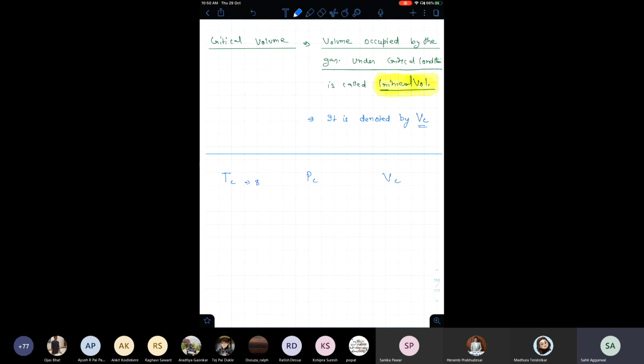TC is 8A by 27 RB. Formula for critical temperature. PC is A by 27 B square. VC is 3B. Copy it first.